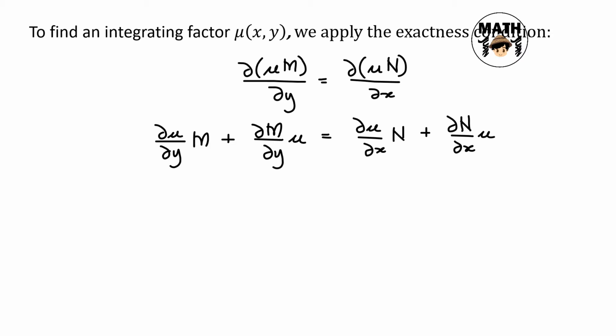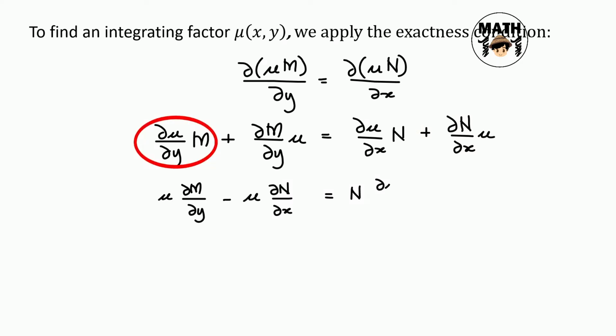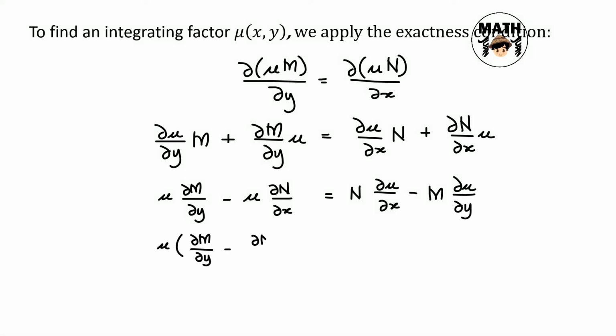Rearranging this so that all terms with the factor mu are on one side only, we move the partial of N with respect to x times mu to the left side, and the partial of mu with respect to y times M to the right side. And factoring out mu, we'll get the following. If we take a look at this equation, it will be quite complicated to solve for the integrating factor mu. But there are special cases that we can consider.